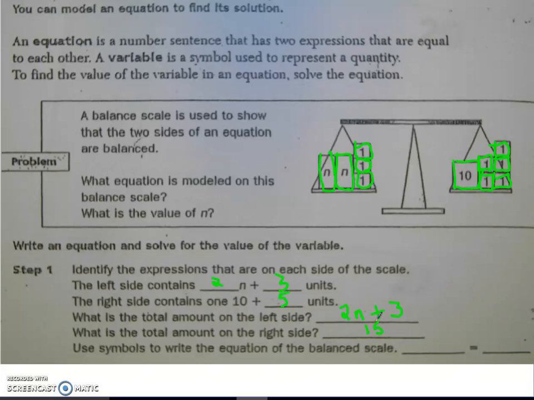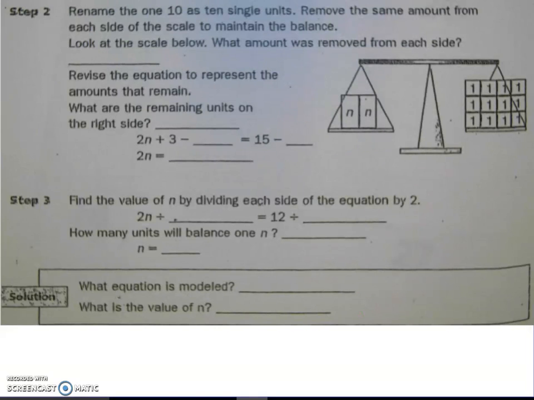Use symbols to write the equation of the balance scale. The equation is 2n plus 3 equals 15. Alright, so step 2. We're going to rename the 10 as 10 single units. We're going to remove the same amount from each side of the scale to maintain the balance. Look at the scale now. What amount was removed from each side?